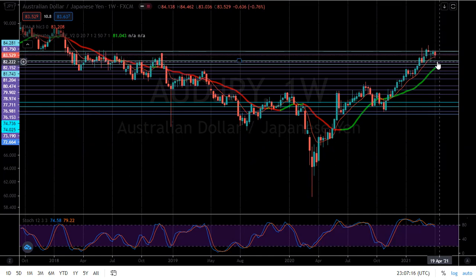And for this week, what am I expecting? What I'm looking for this week is more bearishness here. I was looking forward to seeing price get to the 82.28 area, 82.30 area, but we've not gotten there yet.